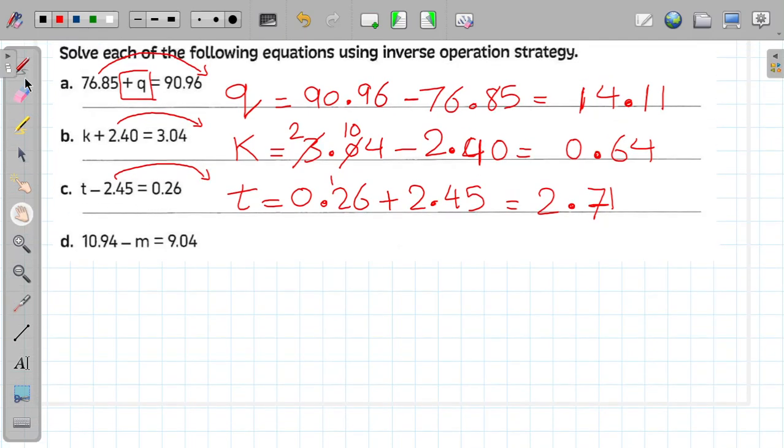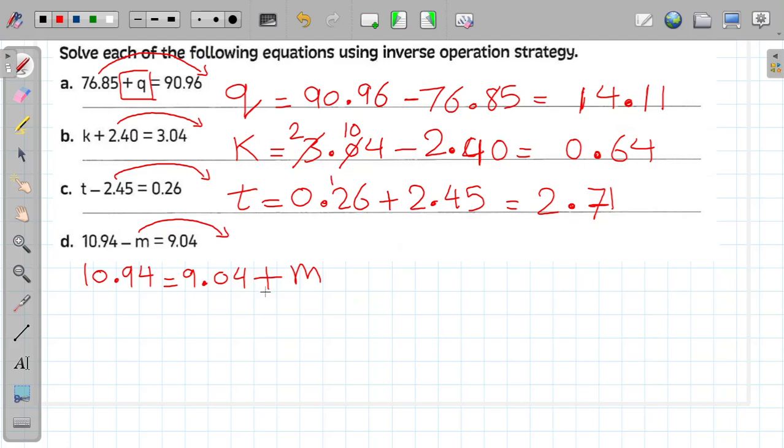Okay, here I have 10.94 minus m equals 9.04. Okay, here I want to find the value of m, but m here is with subtraction operation. Okay, so first I will send m to the other side with the inverse operation. Okay, so it will be 10.94 equals 9.04, and I will write plus m.